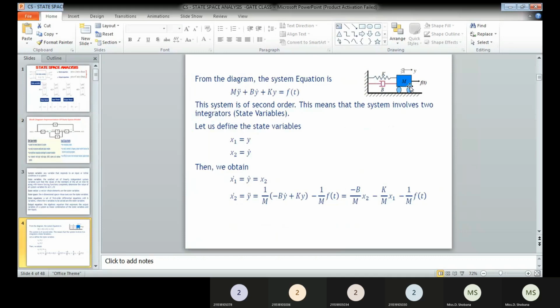Therefore, we can write d square y divided by dt square for the displacement. Here, instead of d square y divided by dt square, we can write y double dot. M is nothing but your mass coefficient. Therefore, capital M into y double dot.